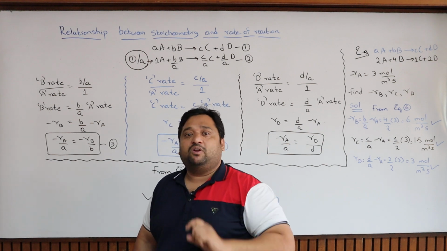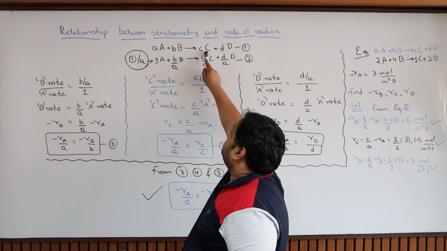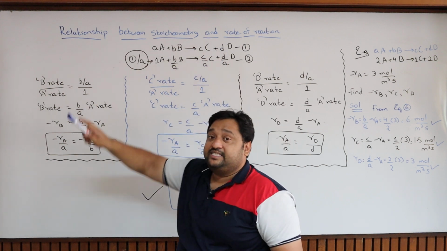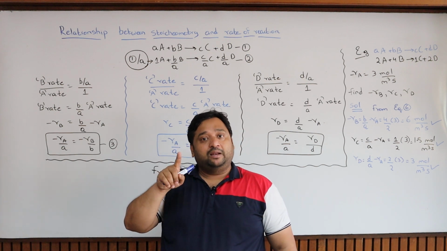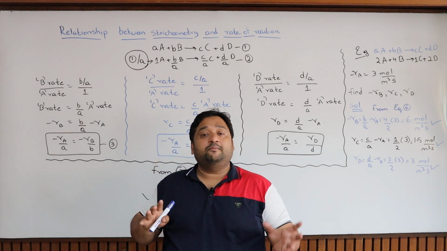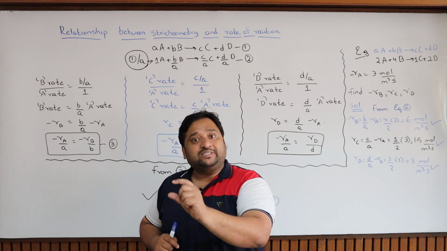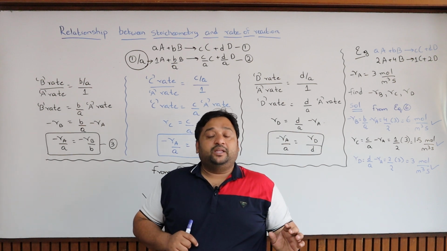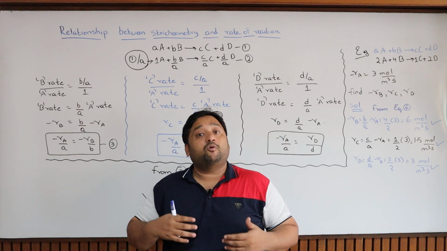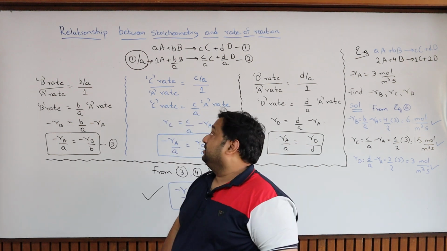Let us take a very small example: aA plus bB gives rise to cC plus dD. It is a reaction with a general stoichiometry. Capital A, capital B, capital C, capital D are the molecules involved in the reaction. Small a, small b, small c, small d are the stoichiometric coefficients, that means the amount of A, B, C and D involved in the reaction.